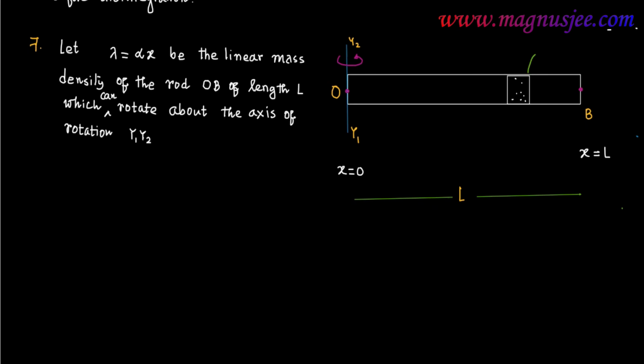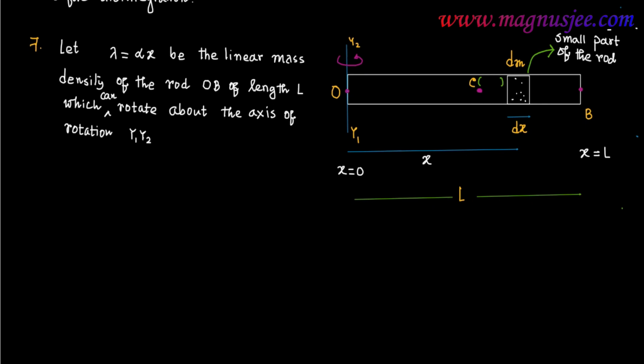For that, we can consider a small part or elementary portion of the rod. This is the small part of the rod. Mass of the small part is dm. The width of this elementary portion is dx, and this elementary portion is at a distance x from the fixed end or from the axis of rotation. X is the distance of this elementary portion from the axis of rotation y1 y2 or from the point O.